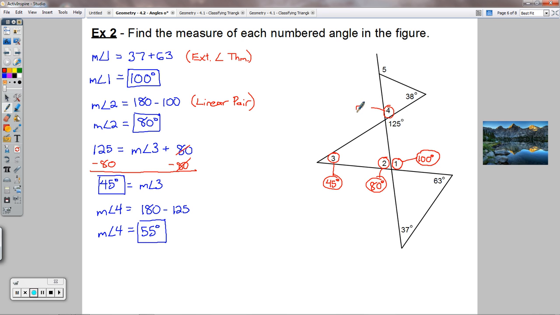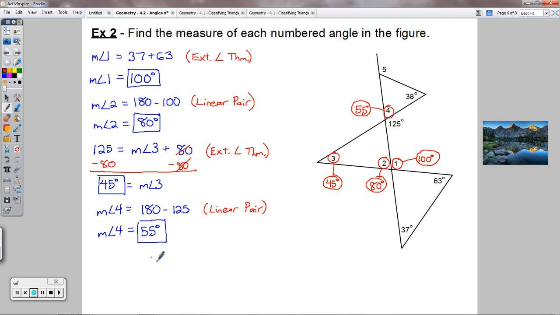So this is 55, and I need to know that one to figure out 5, because this one and this one added together, that's the exterior angle theorem. One more time, we have those two together, it has to equal this one. So let's write our justifications here. Next to these, this was the exterior angle theorem for angle 3. Angle 4, this one was another linear pair.